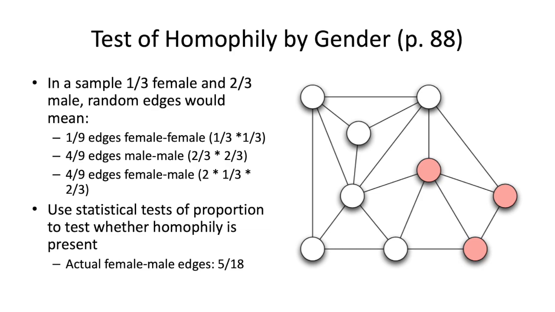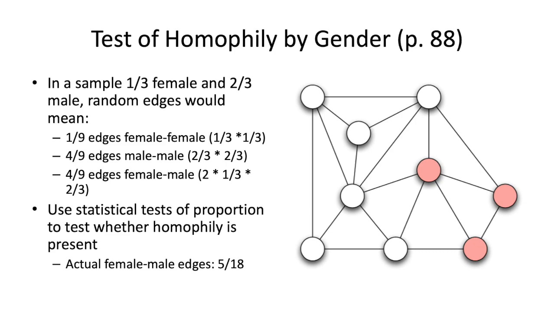Now, if we have 1/3 female and 2/3 male, and we associated them randomly, you would expect 1 out of 9 of the edges to be female to female, because 1/3 of them are female, and you multiply 1/3 by 1/3. That means the edges between them are going to be 1/9. 4/9 of the edges are going to be male to male. That is, 2/3 of them are male, so you end up with a proportion of 4/9 of the edges being male to male.